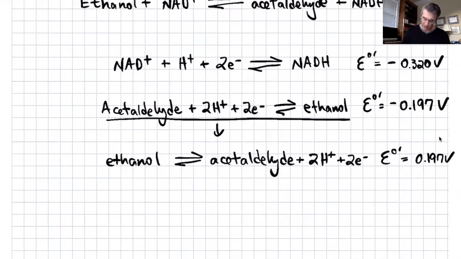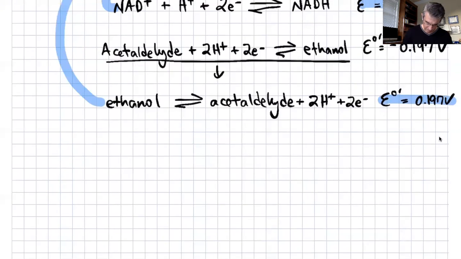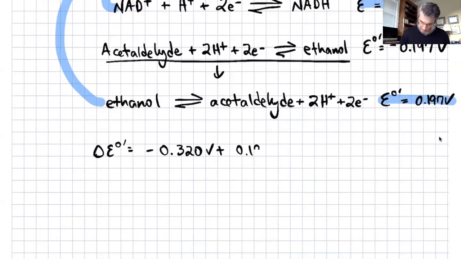The change in the standard reduction potential, you basically just add these up. You add up the half reactions that balance to the overall reaction we want, which would be this one and this one. The difference in the standard reduction potentials is just going to be minus 0.320 volts plus 0.197 volts, which is equal to minus 0.123 volts. So that's great.